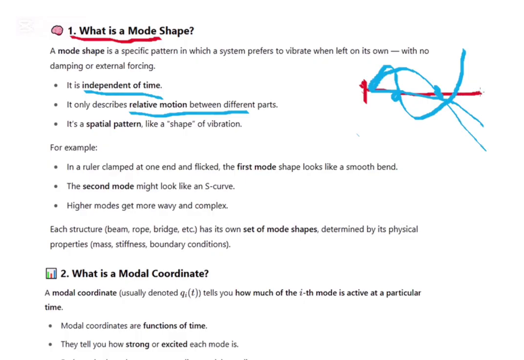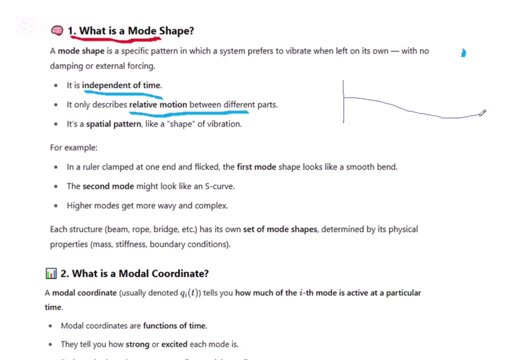For example, let's take one example. Suppose I have my cantilever like this, and I have two points, here one point and here one point. So this point will go down, this point will also go down. That means both points are coming down, so it will deflect like this. This is the first point and this is the second point, it will look like this. Okay, this is the first mode.